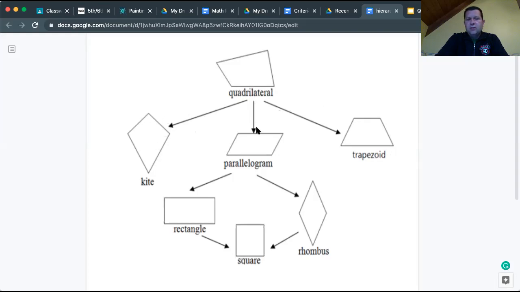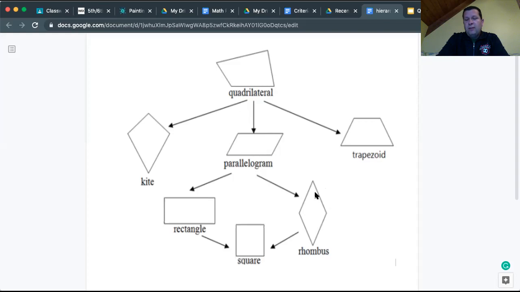Now, as we see, we go down to parallelogram. If we remember, the parallelogram has two sets of parallel lines or sides, and its opposite angles are equal, okay? And then opposite sides are equal. We go from the parallelogram to the rhombus, which has four equal sides and opposite lines are parallel, okay?